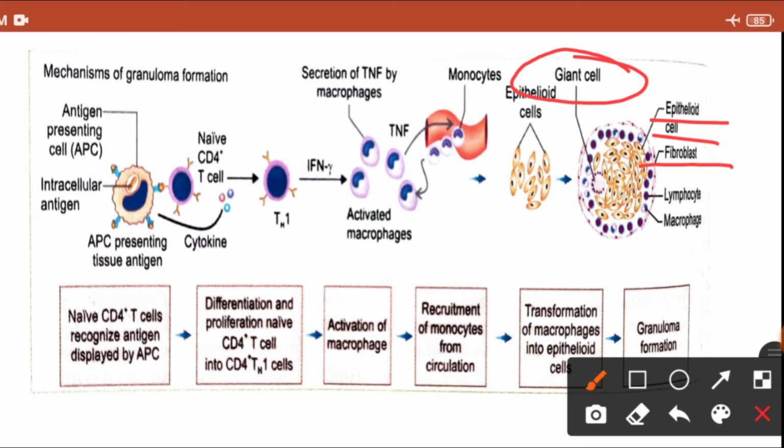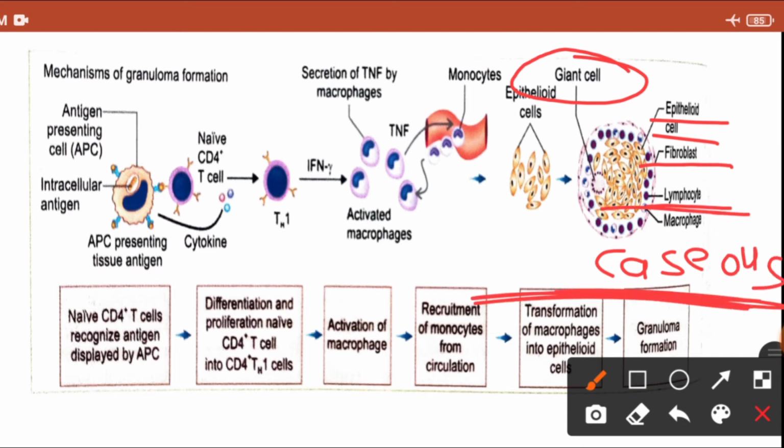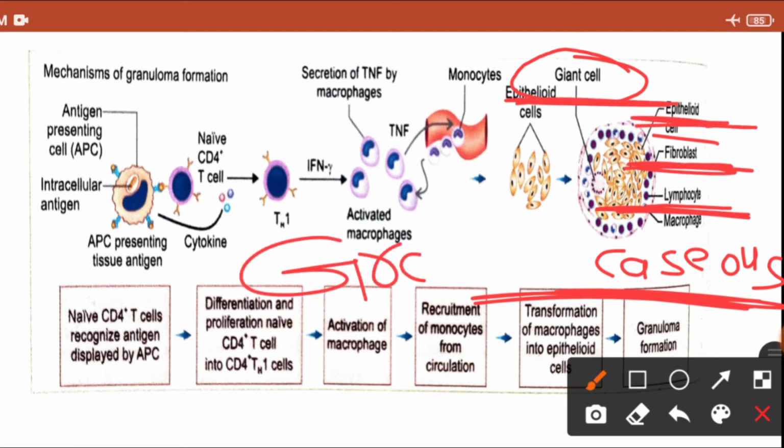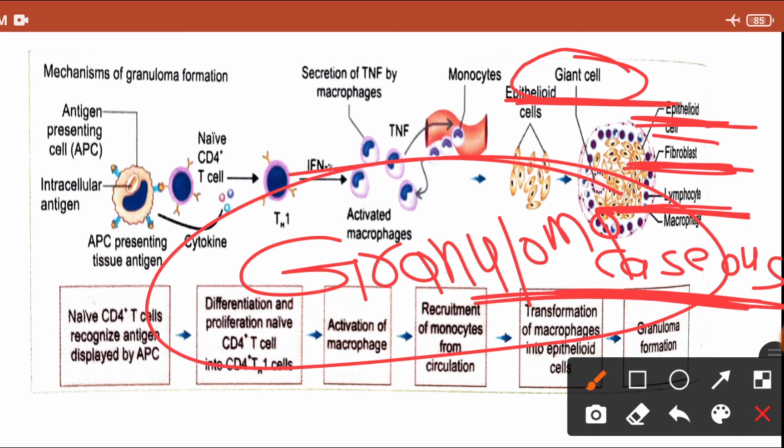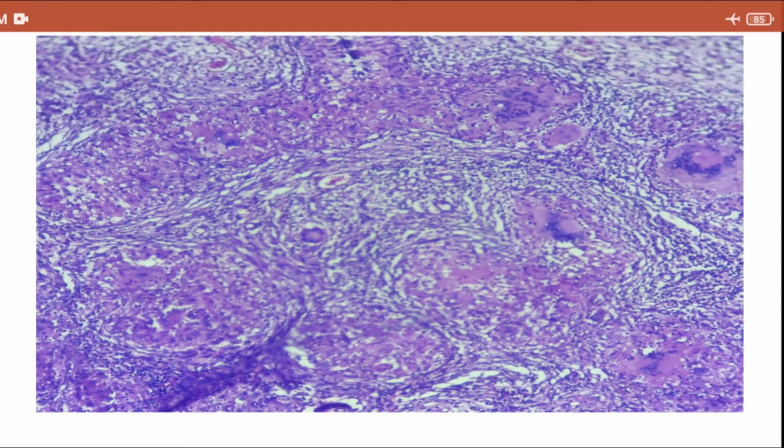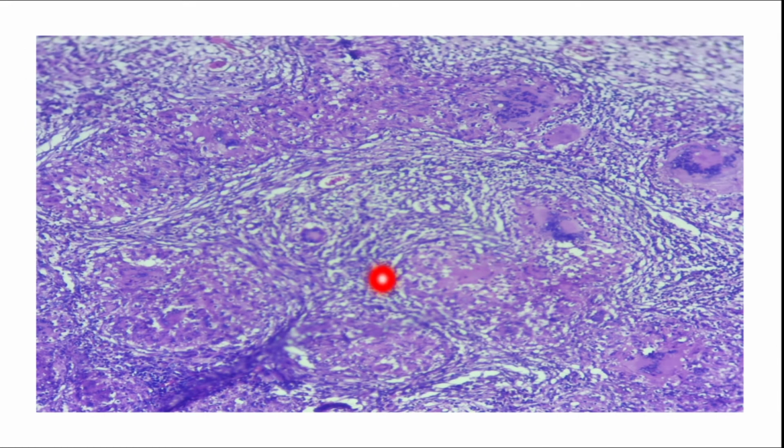There will be fibroblast. And as it is type 4 hypersensitivity, which is mediated by lymphocyte, so obviously there will be presence of lymphocyte. And additionally there will be presence of caseous necrosis. So all these 5 components, caseous necrosis, lymphocyte, fibroblast, epithelioid cell and giant cell, together will form a round structure which is known by the name granuloma formation. So there will be granuloma formation in this special variety, and that's why it is known by the name chronic granulomatous inflammation.